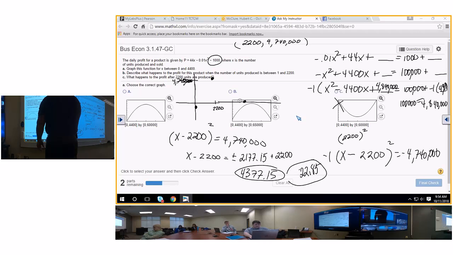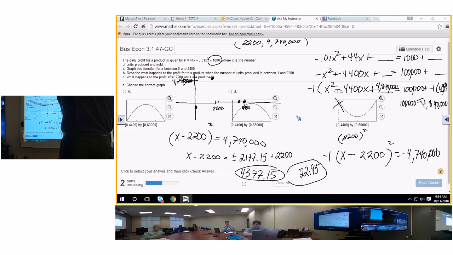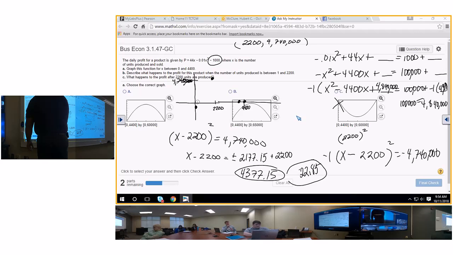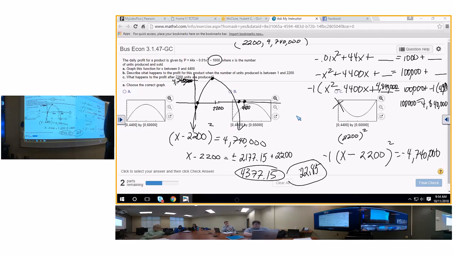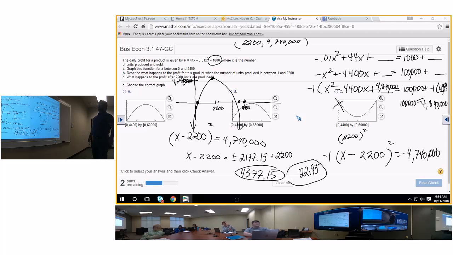So 4377 would be right in there. That's 4,400. And 22 would be just a speck right in there. So it looks like that. Of course, mine's out of proportion because I'm drawing on a very small little area.